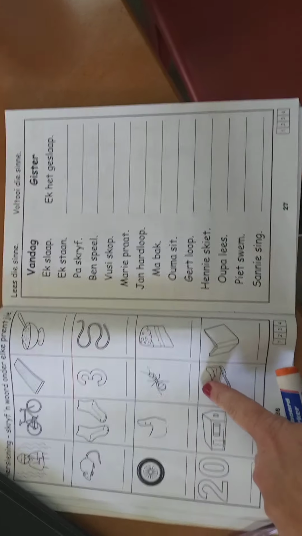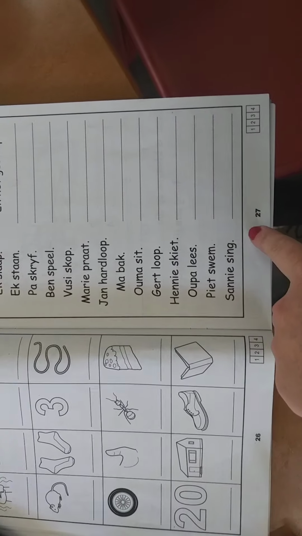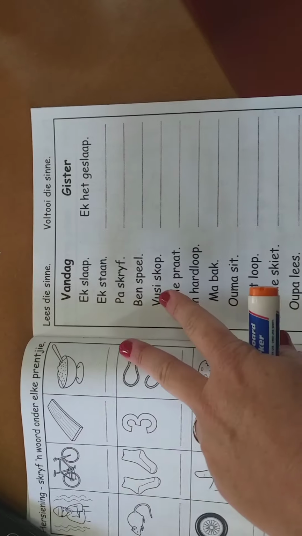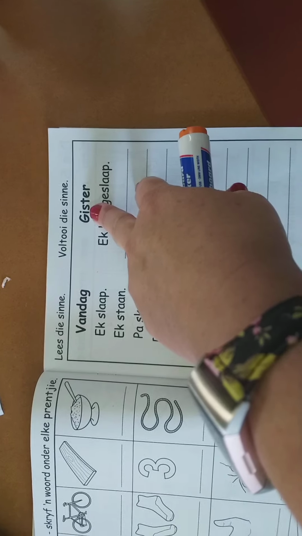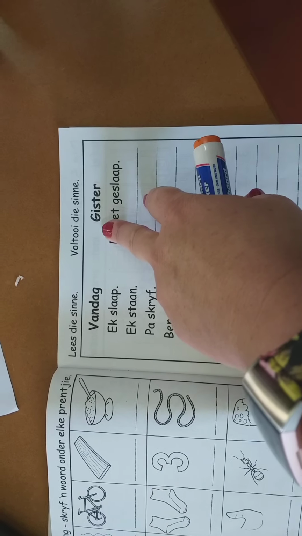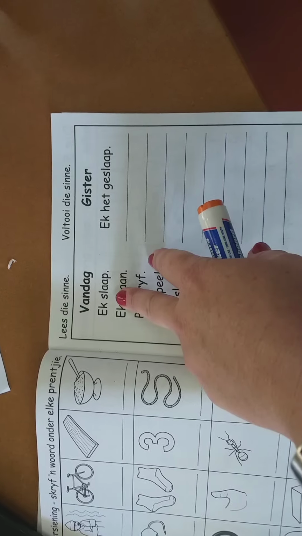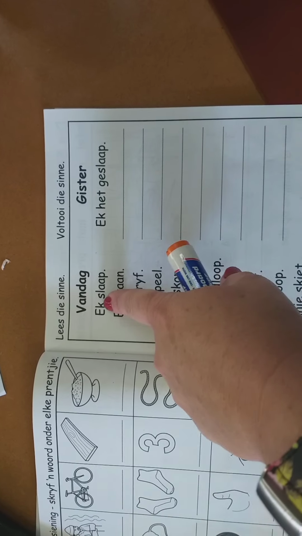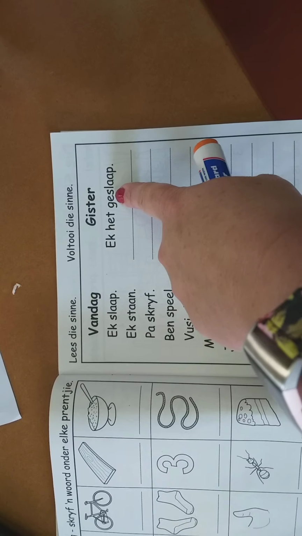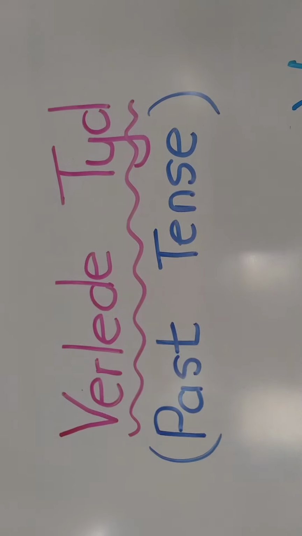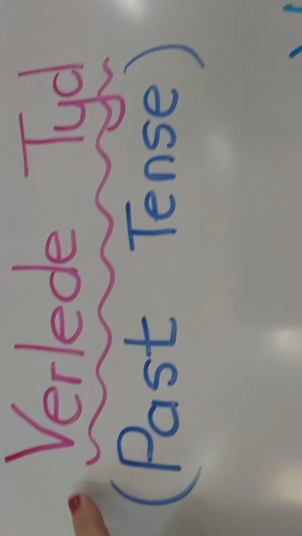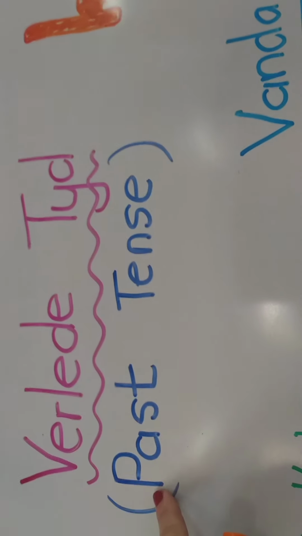Alright guys, I just want to explain page 27 of Geniet Dit. So the sentences that you are doing are these gister sentences. In other words, they are sentences that you are changing from the present tense into the past tense. So if you have a look on the board here, what we're actually doing is verlede tyd. In English we call it the past tense.